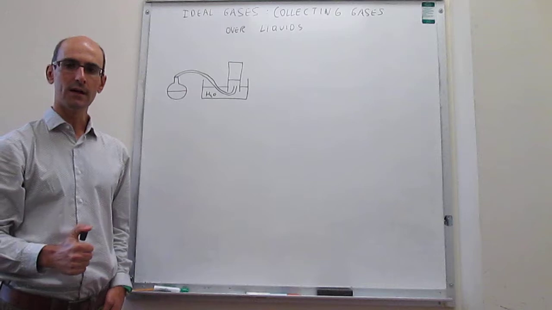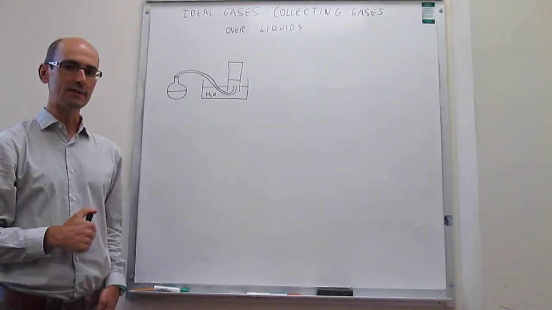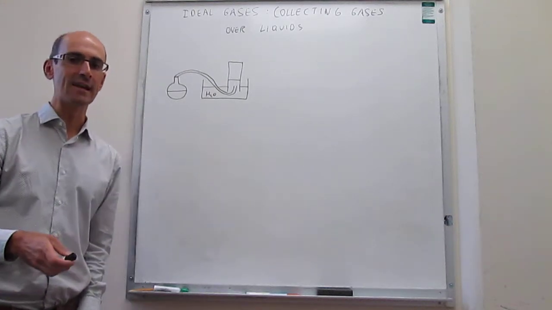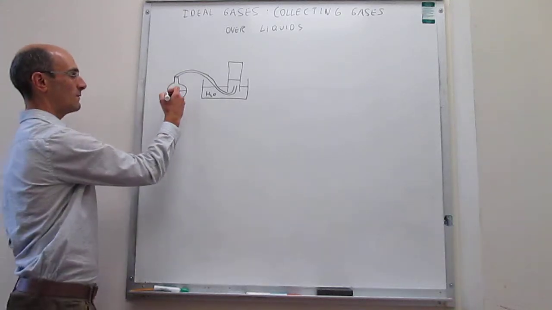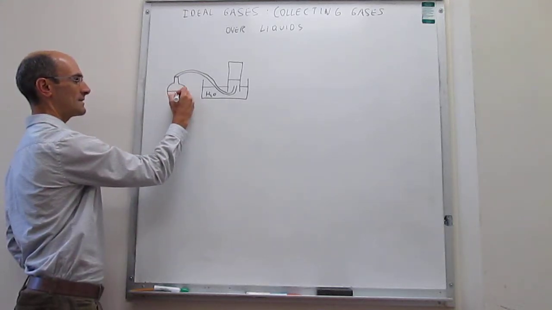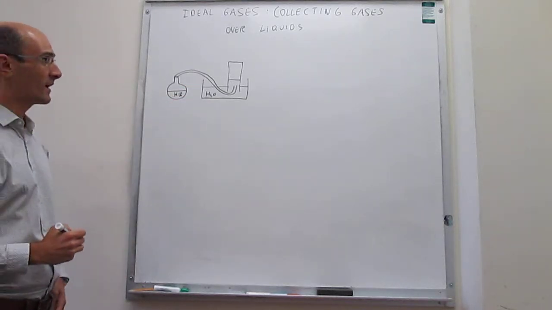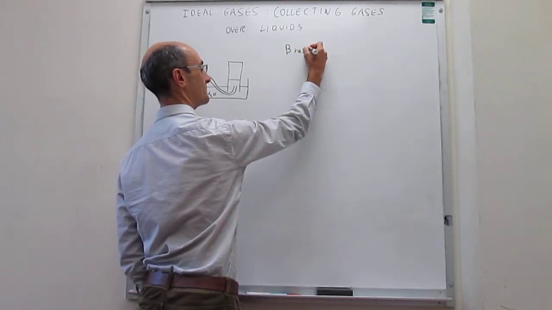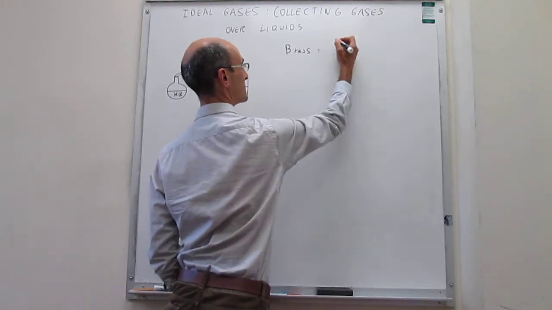So let's do a numerical problem to illustrate some of the challenges associated with this method of measuring the gas generated in a chemical reaction. The problem is going to be dissolving brass in hydrochloric acid. So in that flask we have hydrochloric acid, and then we're going to add a piece of brass which weighs 200 milligrams.